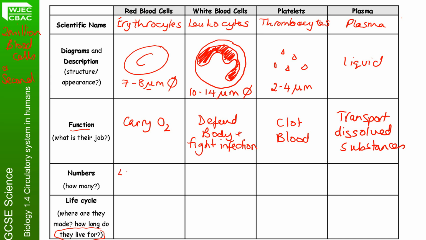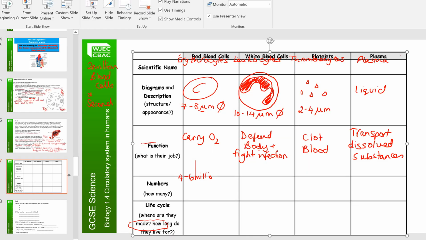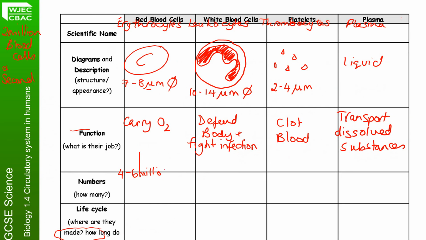Numbers: 4 to 6 million. Apologies, for some reason it's moved everything down. So 4 to 6 million per cubic millimeter. Each one of these is per cubic millimeter. For white blood cells, you can see only 4,000 to 11,000. So there's much less per cubic millimeter of blood.